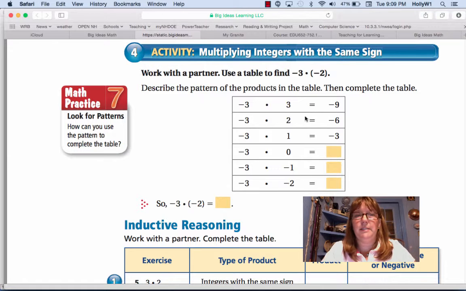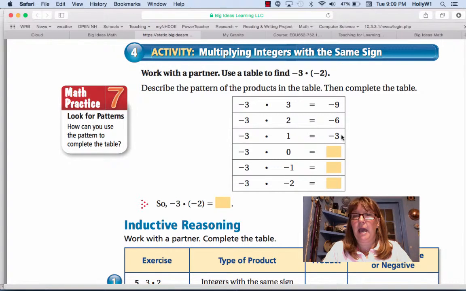So if you look at this table, we've already talked about multiplying integers with different signs. -3 times 3 is -9, because remember, you're making three groups of -3. So -3 plus -3 is -6, plus another -3 would bring you to -9. And you notice that if we have two groups of -3, that is -6. One group of -3 is -3.